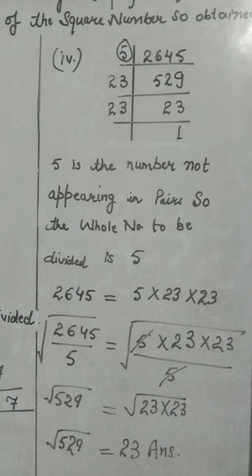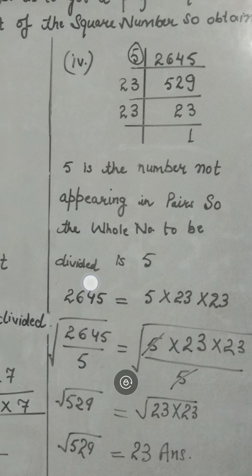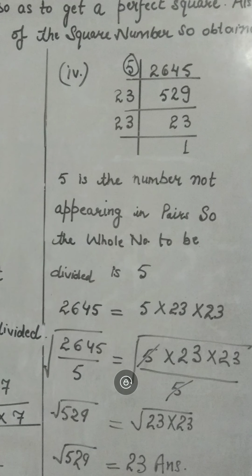In the fourth part, you are given the number 2645. When you start dividing, first of all, since the unit digit is 5, you will start dividing with 5. You get 529. Now divide with 23. You will get 23. And once again, you get 23 on division. That means now the prime factors of 2645 are 5 into 23 into 23. Now you can see 5 is the only number which is not appearing in pairs. So the least number to be divided is 5.